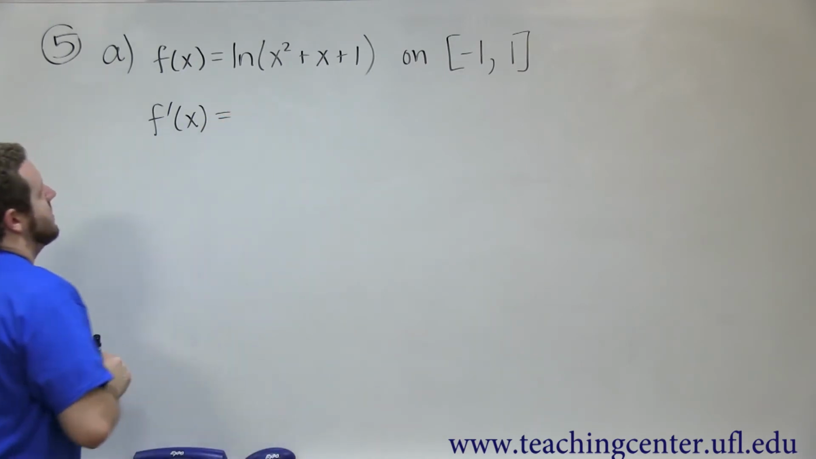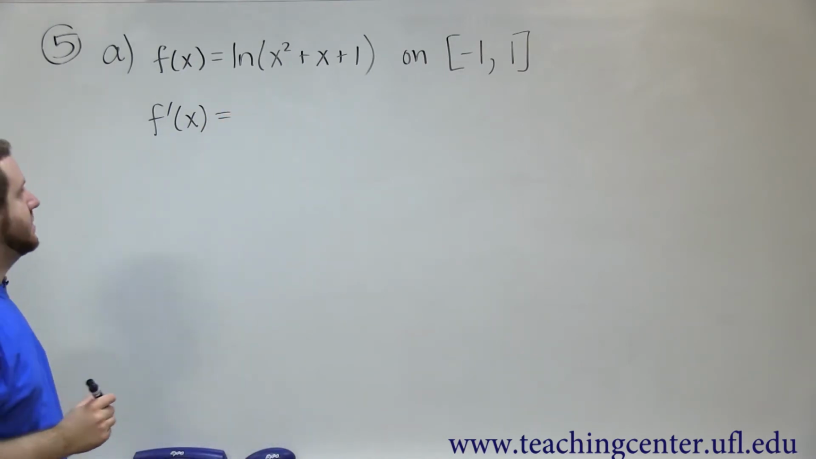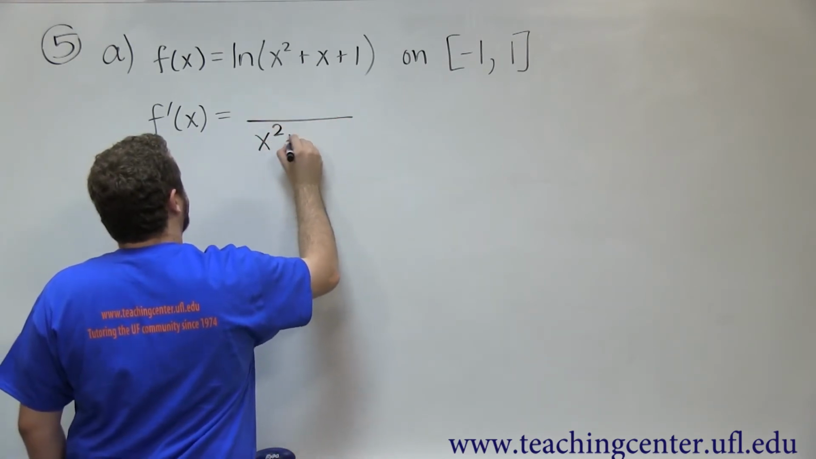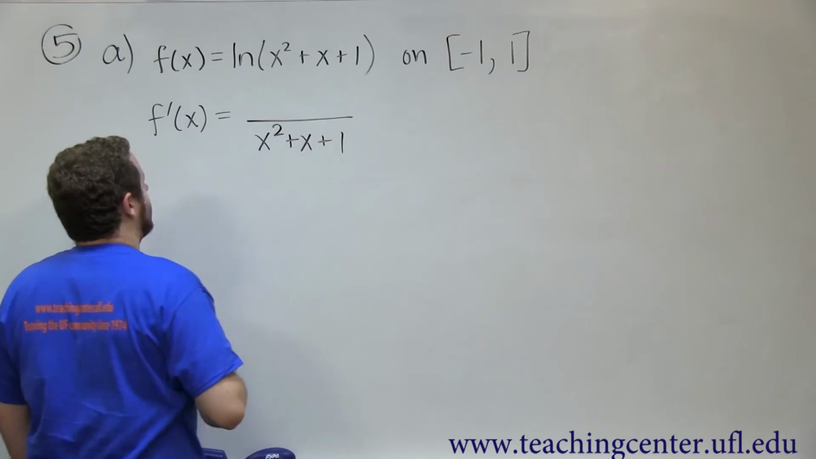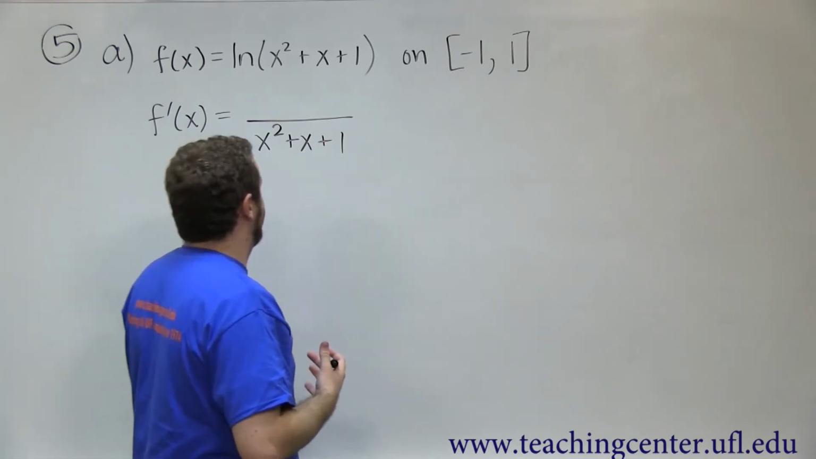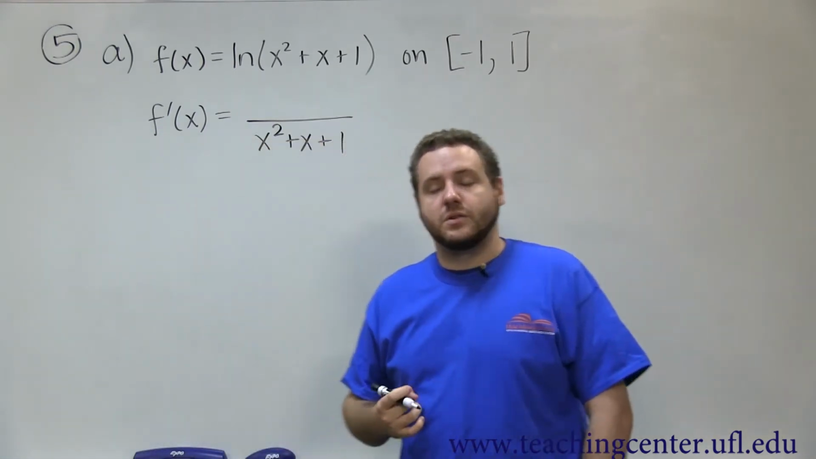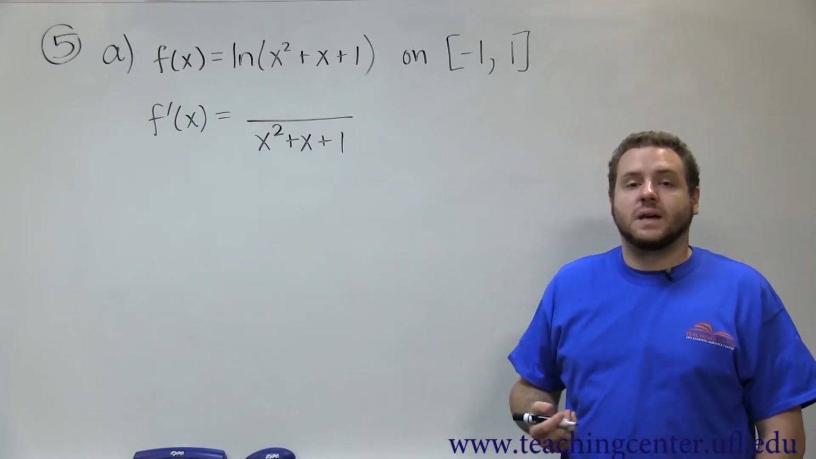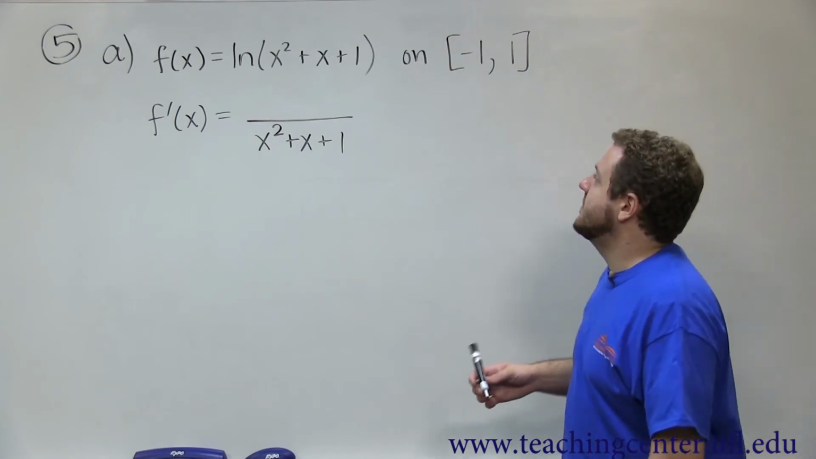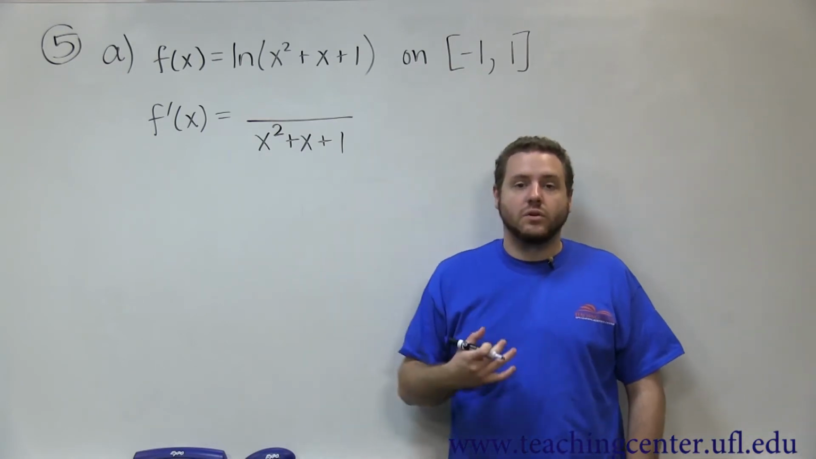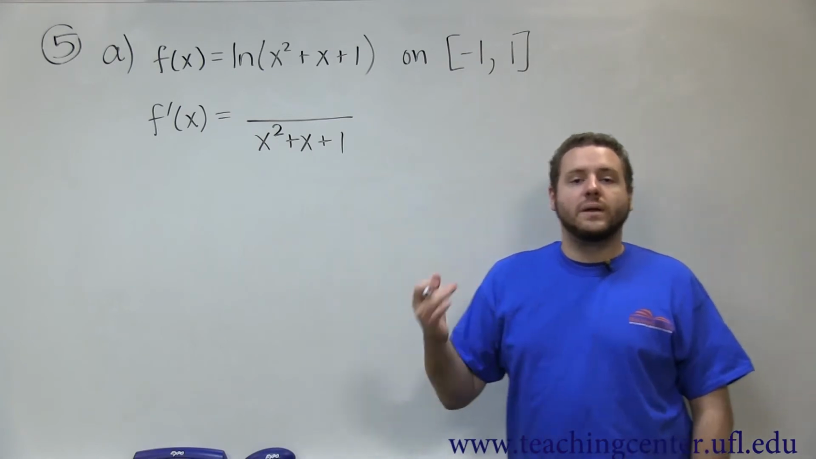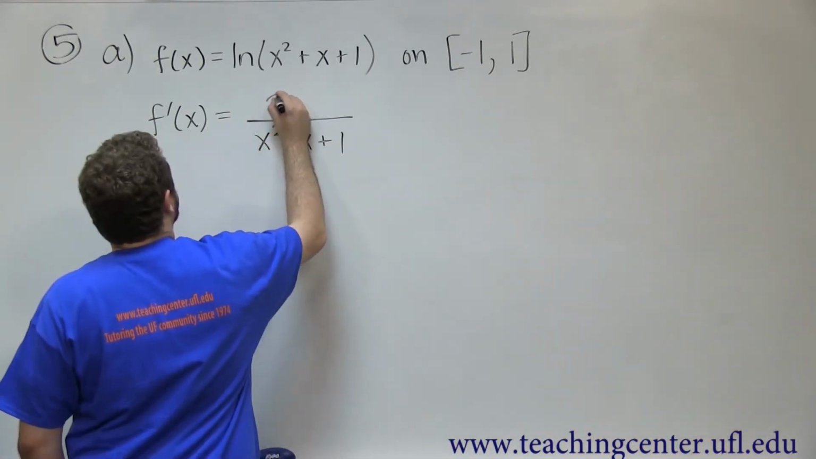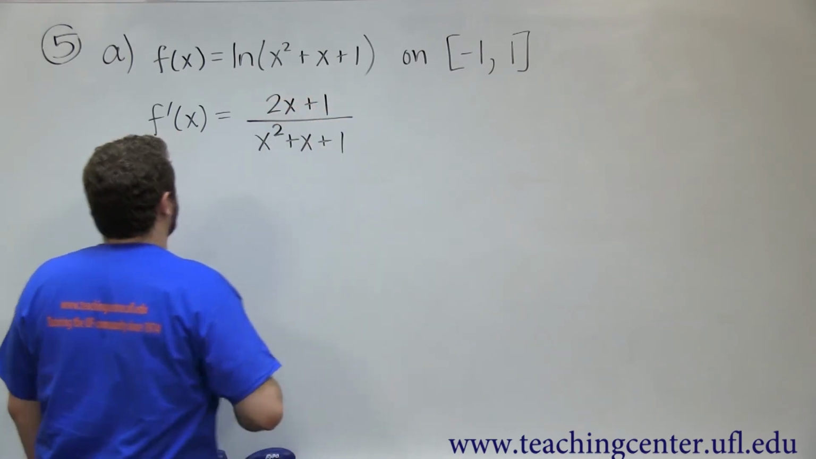So remember, when you're doing the derivative of any ln function, you're going to put the thing that you're taking the ln of on the bottom, and you multiply by the derivative of that on the top because of the chain rule. So the derivative of ln of anything you can think of is 1 over that, but you always multiply by the derivative of the inside, so you can just put that on the numerator, and that would be 2x plus 1.